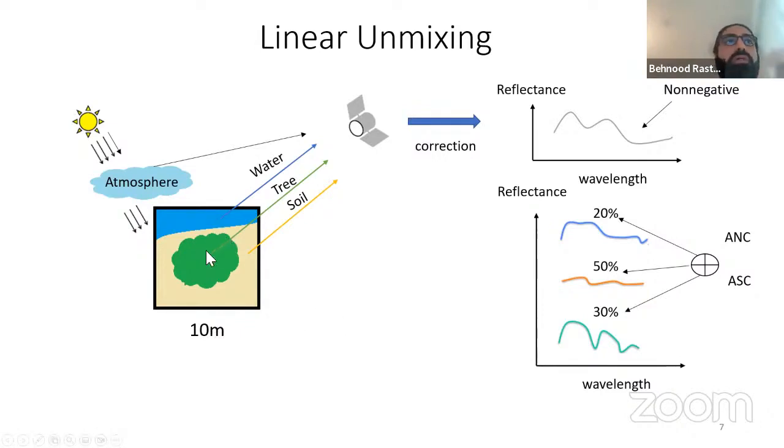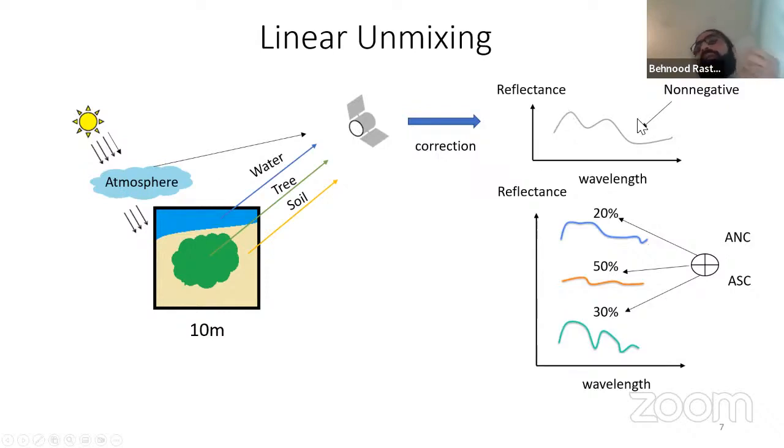River, which is water, and soil, and then tree. And then basically you need to apply a kind of atmospheric correction to get rid of the atmospheric effect to get the reflectance.